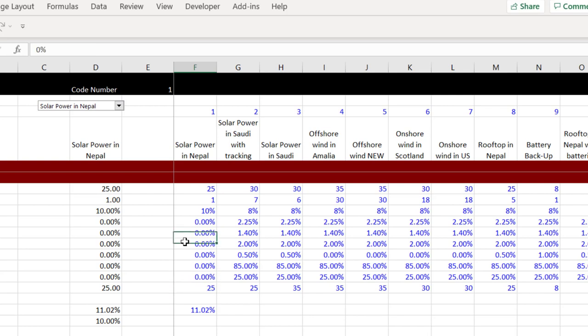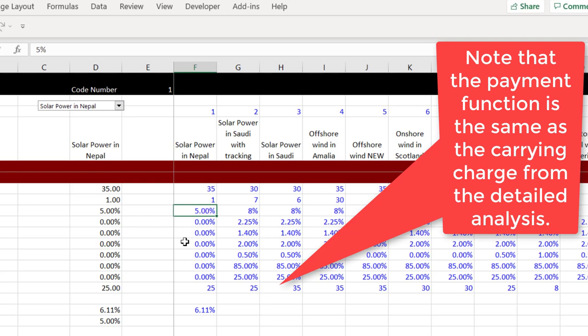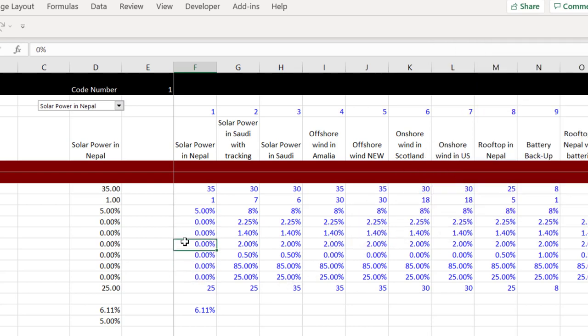Now, if I change the plant life and say our plant life will last 35 years, then our return will go down. And if I change the IRR to 5%, perhaps I should press Shift Control P, then I get a carrying charge rate that's much lower. You can see what's happening. If I put zero, it's just going to give me one divided by this. So if I put 25 in here.